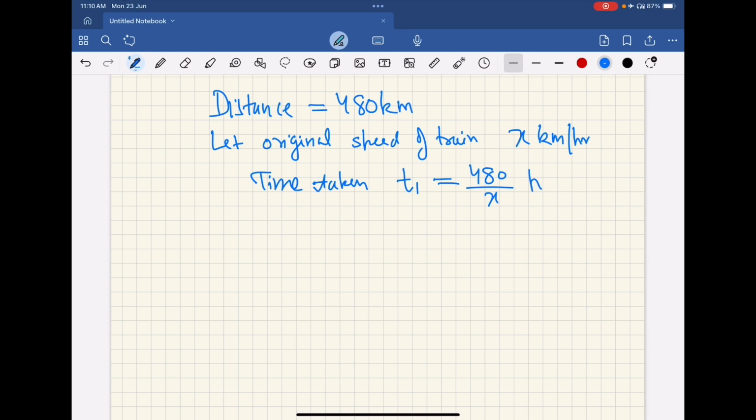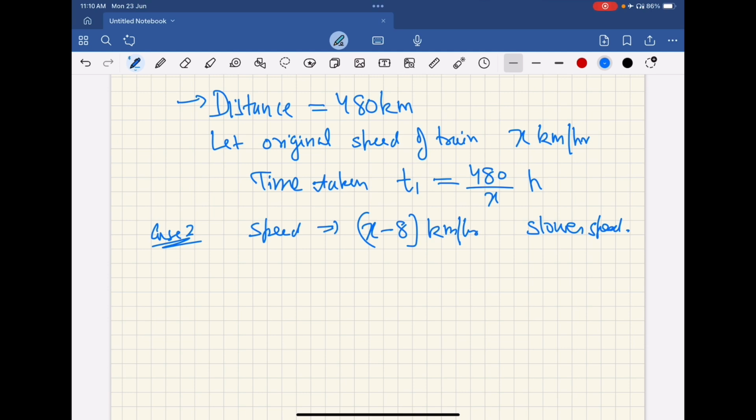Now situation 2 में क्या बोल रहे हैं? If the speed had been 8 kilometer per hour less. So distance तो same है. अब हम जाते हैं केस 2 की तरफ. स्पीड जो कि पहले x थी, it is 8 kilometer per hour less. That means speed has become x minus 8 kilometer per hour. So speed has been reduced. This is slower speed. Okay, so slower speed means time अब ज्यादा लगने वाला है. So अब time taken क्या होगा? t2 would be, because distance is same, so 480 by x minus 8 hours.